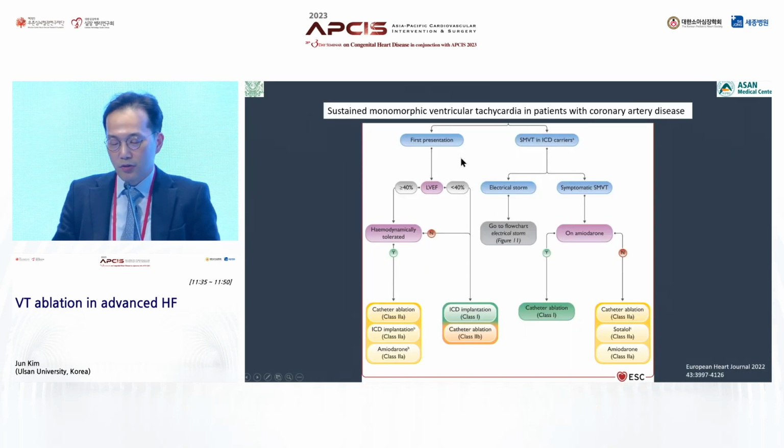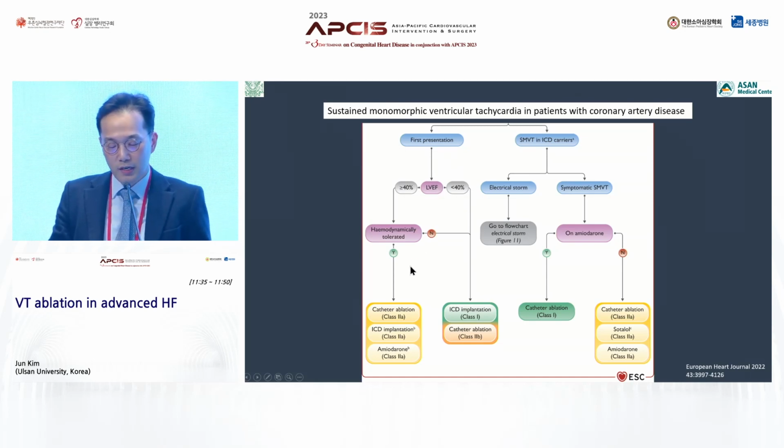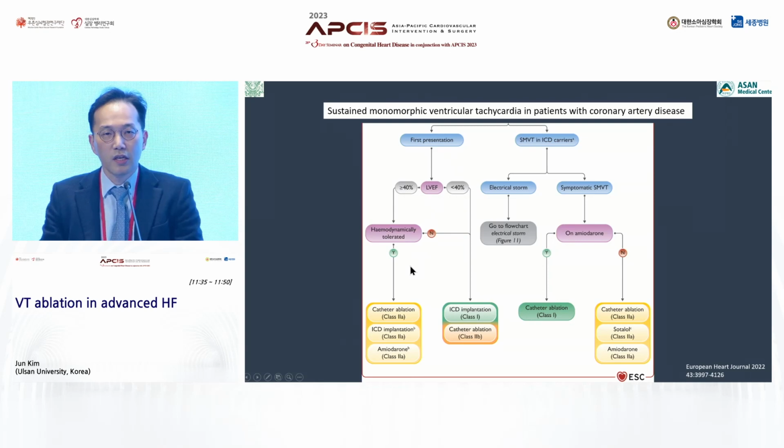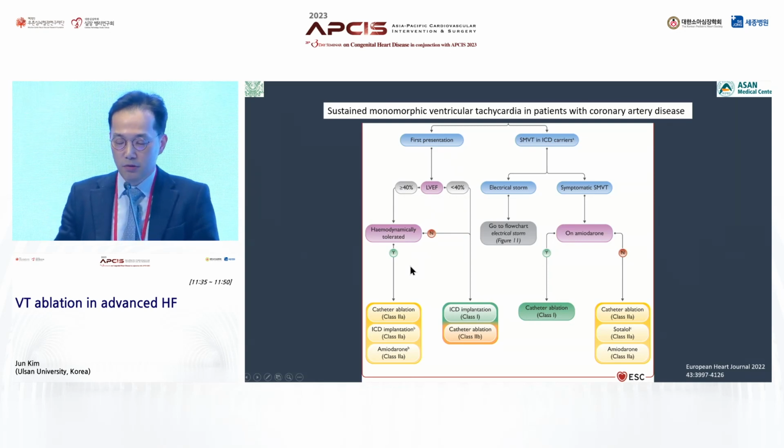And if the patient has coronary artery disease and presents with a monomorphic ventricular tachycardia, if the presentation is the first time, we can choose the cath ablation if the patient's LV ejection fraction is preserved, greater than 40%, or we can implant an ICD, or we can administer amiodarone.